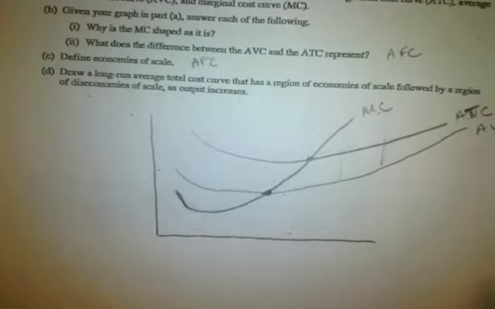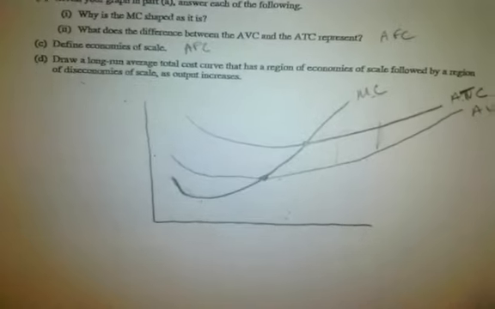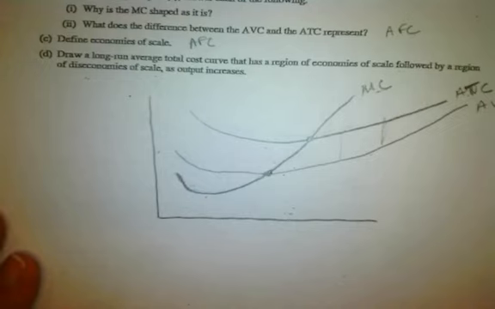Draw a long-run average total cost curve that has regions of economies of scale followed by a region of diseconomies of scale as output increases. And so you're going to start here. Remember, your long-run average total cost curve is made up of all of your smaller short-run average total costs. And so you're going to start up here with economies of scale and end up over here with diseconomies of scale. So economies of scale means you're able to get your costs to go down because of those average fixed costs being spread over many units.